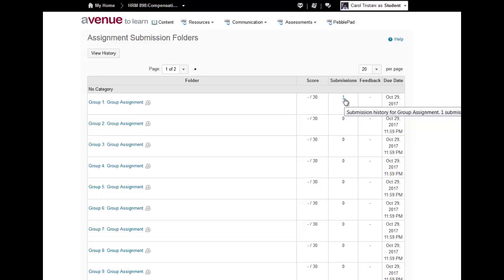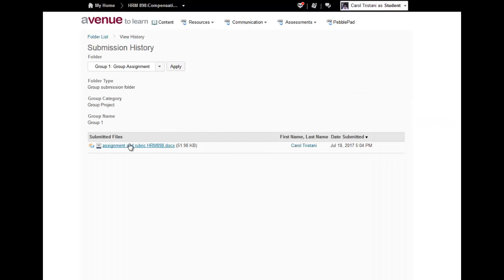Notice here that you will see after you've clicked that Done button that in the submissions column of your group assignment area, group assignment Dropbox area or submission area, you'll see a 1. If you click that one, you'll see that that is exactly the file that you submitted for me to grade, so you can always track whether or not I have it.